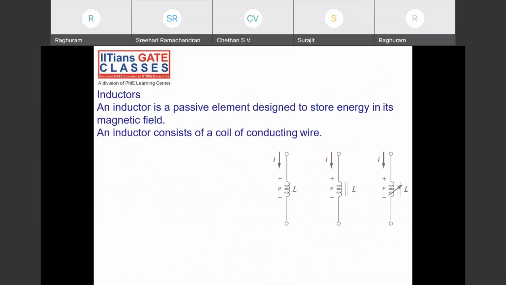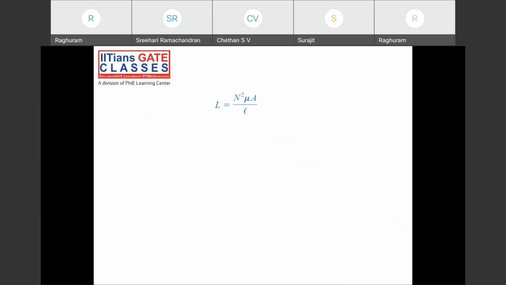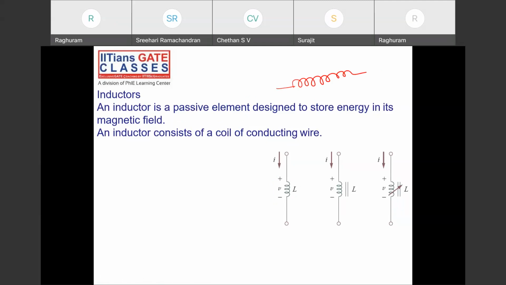An inductor is a passive element designed to store energy in its magnetic field. What does an inductor do? An inductor stores energy in the form of a magnetic field. An inductor consists of a coil of conducting wire, something like this. An inductor is nothing but any coil. If you take a wire and spiral it, it becomes an inductor. If you do it on a magnetic material, its magnetic properties will improve. Otherwise, on air also there will be.